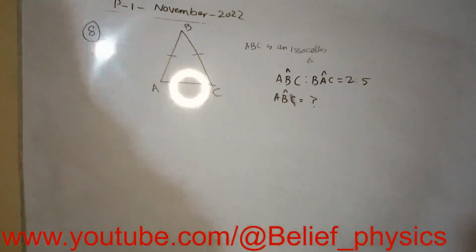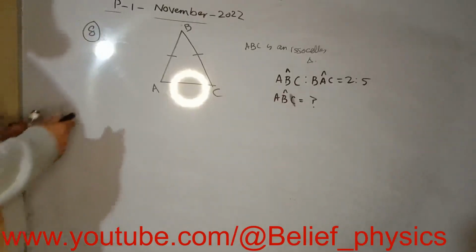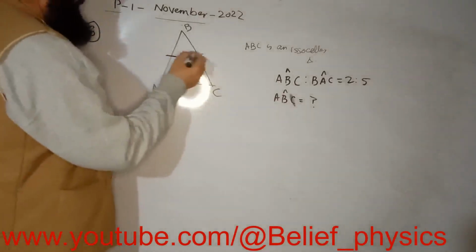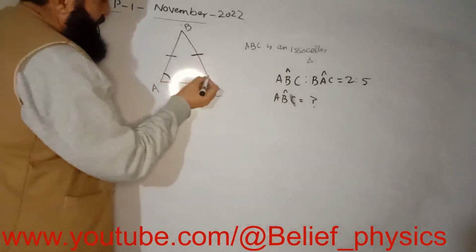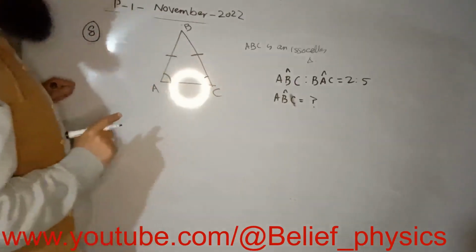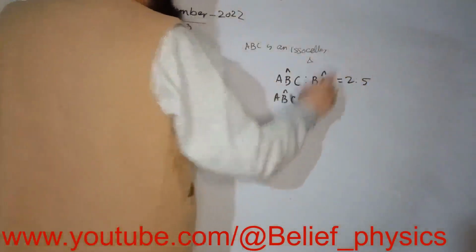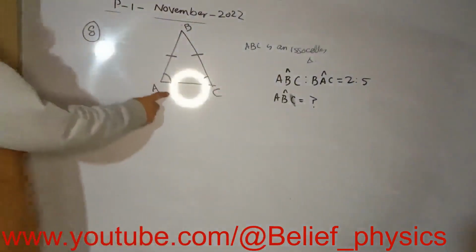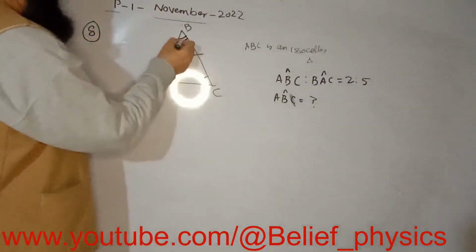Now the next question is about an isosceles triangle. We know that in an isosceles triangle, two sides and their corresponding, or opposite, angles are equal. Here these two sides AB is equal to BC. This implies that this angle equals this angle. It means BAC is equal to BCA. Also given that ABC and BAC are in the ratio 2:5. Now ABC is this angle and BAC is this angle.